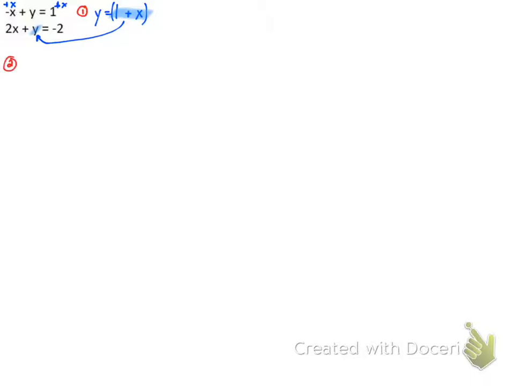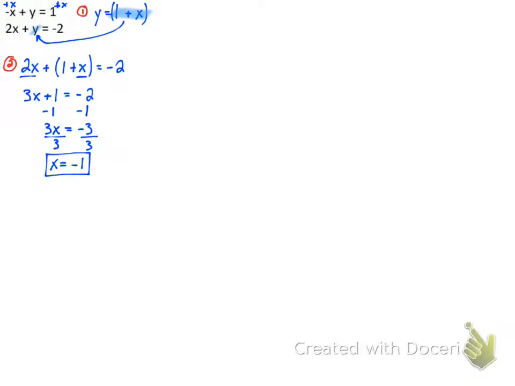So for my second step, I've got 2x plus parentheses 1 plus x is equal to negative 2. There's nothing to distribute here, be a little careful. I've got just a plus sign in front of my parentheses, and so I don't have to distribute anything. If I would distribute anything, it would be a positive 1. And so from here I can just combine my like terms, get 3x plus 1 is equal to negative 2. Subtract the 1 to get 3x is equal to negative 3, and divide both sides by 3 to get x is equal to negative 1.